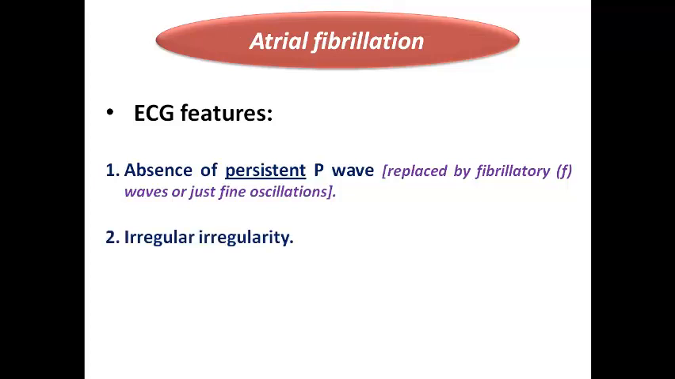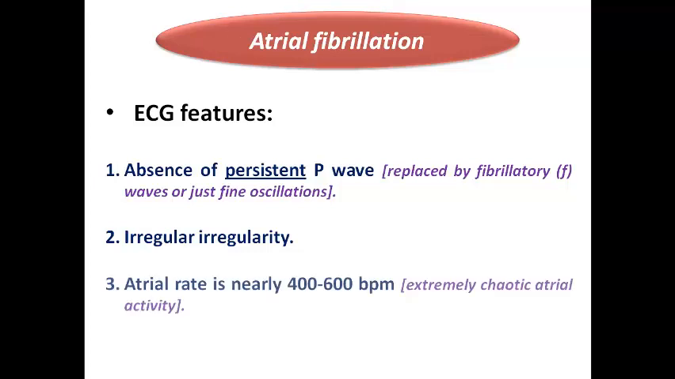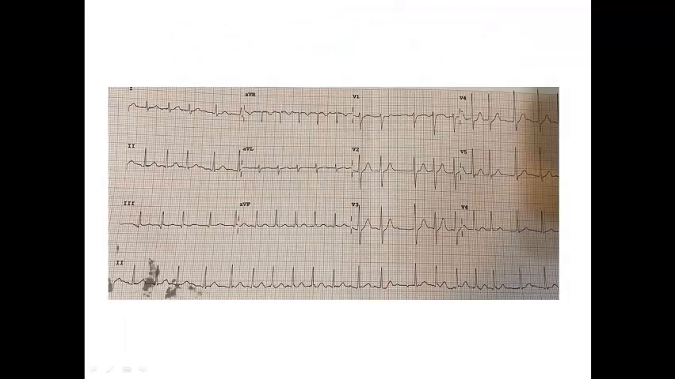Irregularity is a very important feature, because here the completely chaotic electrical activity in the atrium is reflected on the ventricle as an irregular ventricular rate. Atrial rate is nearly 400 to 600 beats per minute. It is a very high atrial rate due to this chaos. So this is the most irregular atrial tachyarrhythmia, atrial fibrillation. For example, here we can see in these ECGs that we have these features. We can consider here that we have irregularity and we have absence of persistent P wave. Of course, we are not able to calculate the atrial rate, but I just want you to keep in mind that the atrial rate in atrial fibrillation is extremely high.